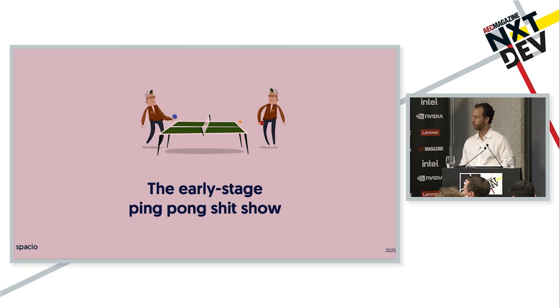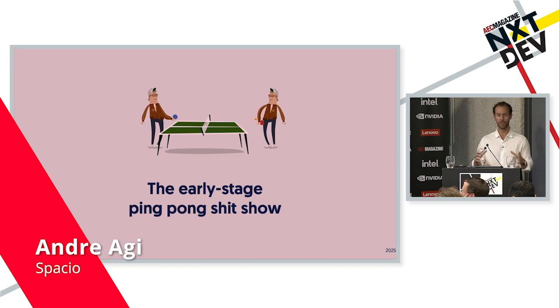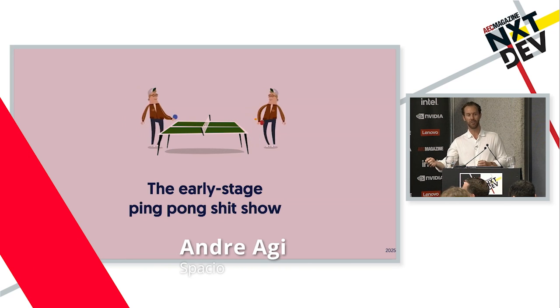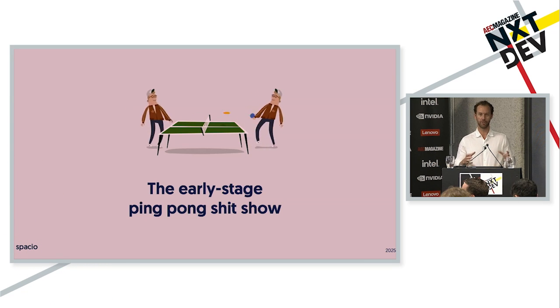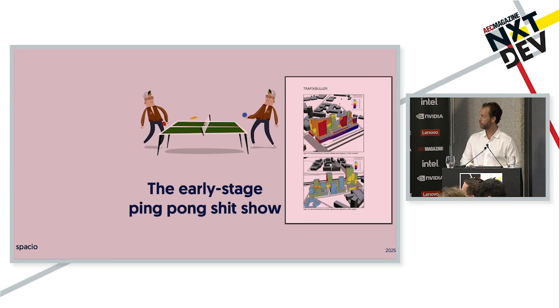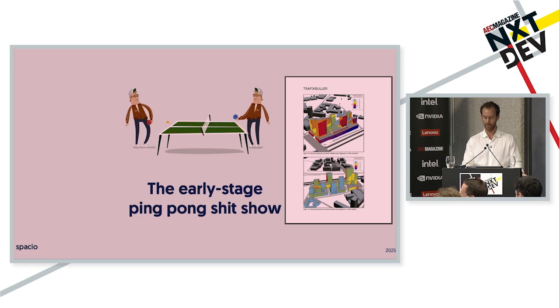And we find ourselves very often dealing with what we refer to as the early stage ping pong shit show, where we design something, we need to send it off to someone else for evaluation. You wait for a couple of weeks, you get some feedback, and it mostly looks something like this. You get a PDF with some graphics saying, here's everything that's wrong with what you made. And it's back to the drawing board, changing things, and then updating again and again and again.